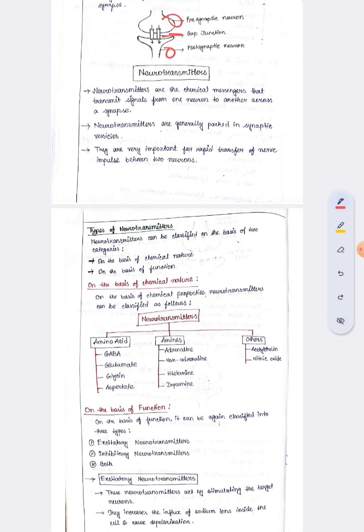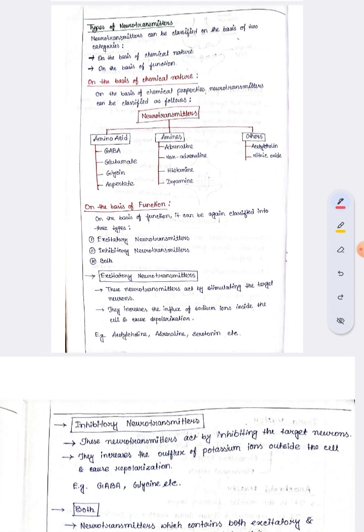Neurotransmitter. What is the neurotransmitter? Neurotransmitters are the chemical messengers that transmit signals from one neuron to another across a synapse. Neurotransmitters are generally packed in a synaptic vesicle. They are very important for rapid transfer of nerve impulse between two neurons. They can ask in 2 or 5 marks.